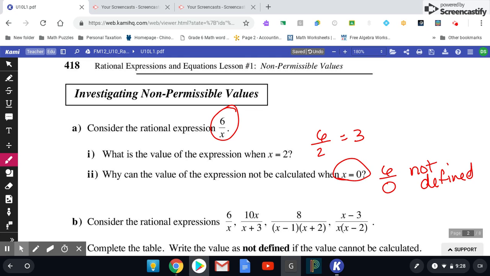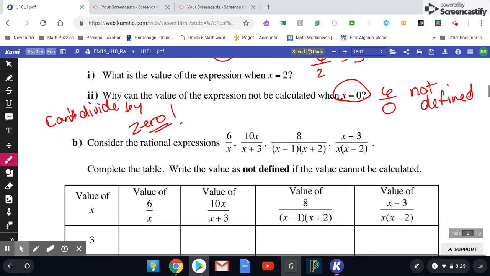You cannot divide by 0. You will get an undefined error in your calculator. You cannot divide by 0. So I'll write a note here. You can't divide by 0. So important to remember that.